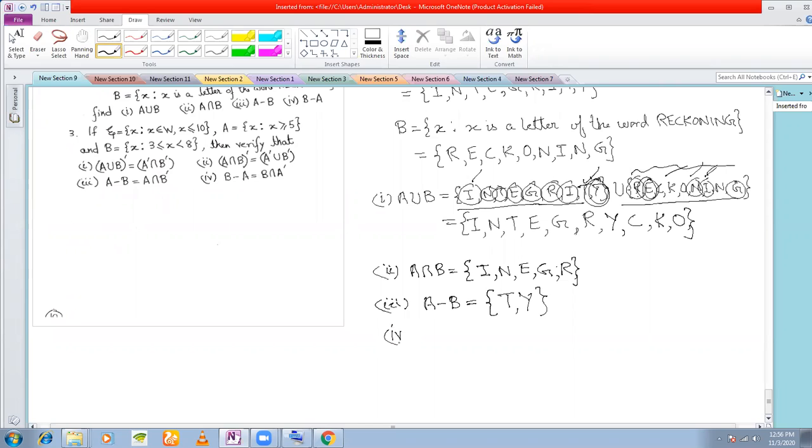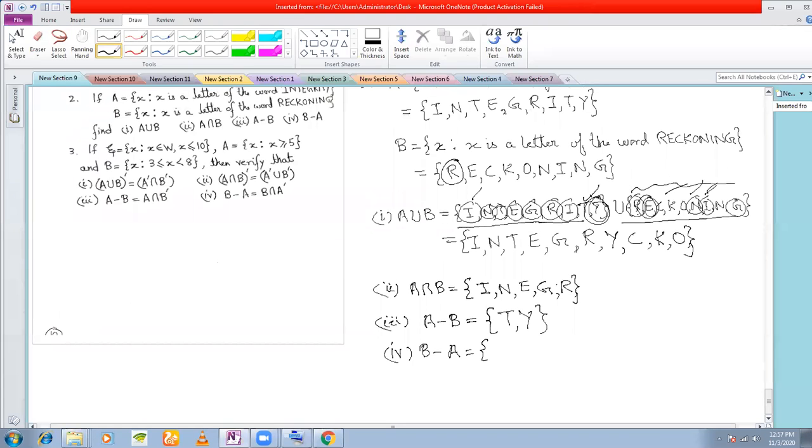Next, B minus A. What about B minus A? B minus A consists of all the letters of all the elements of the set B, but not of A. So if you see R, the first element of B, is it there in A? Yes, it is there in A. So we'll skip R. Next, consider E. Is it there in A? Yes, it is there in A. So we'll skip that also.